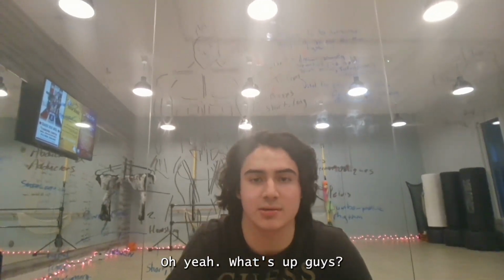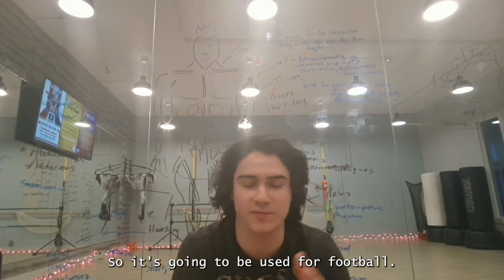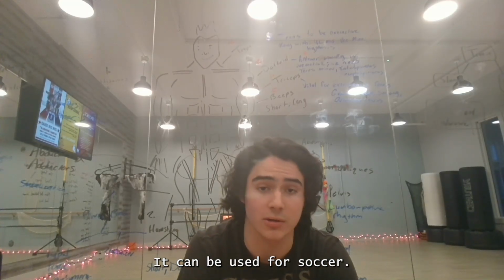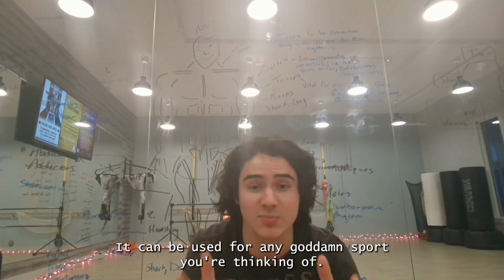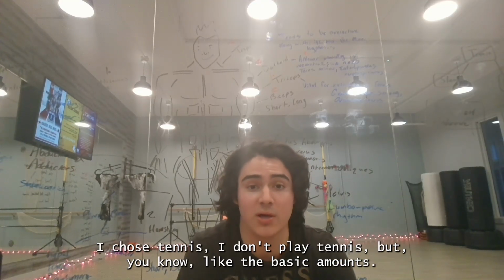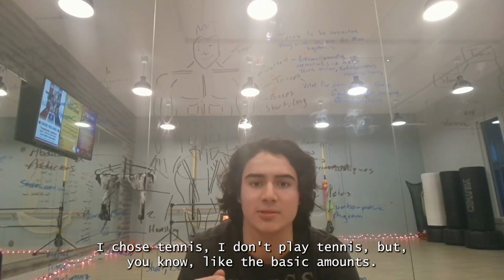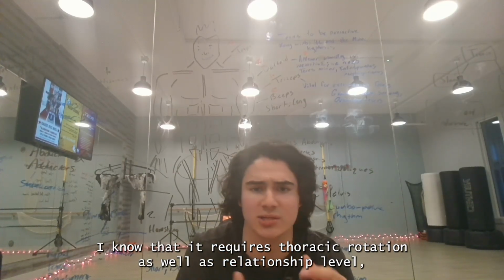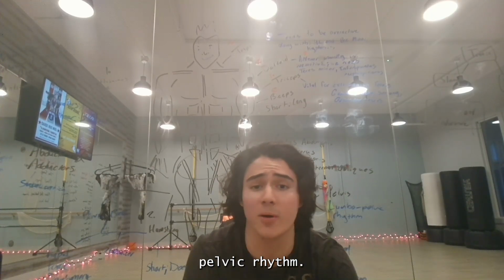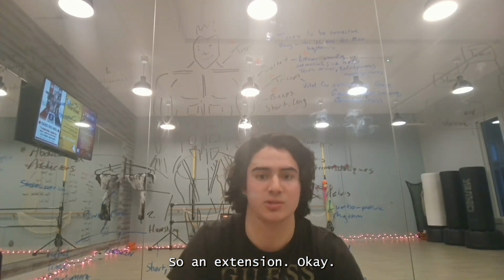Okay, what's up, guys? Today we're going to break down a program, how you can make a program. So this can be used for football, it can be used for soccer, it can be used for any sport you're thinking of. Today, I just chose a random sport. I chose tennis. I don't play tennis, but I do know the basic components. I know that it requires thoracic rotation as well as a relationship with lumbopelvic rhythm. I know that we are going to have to swing, so an extension.